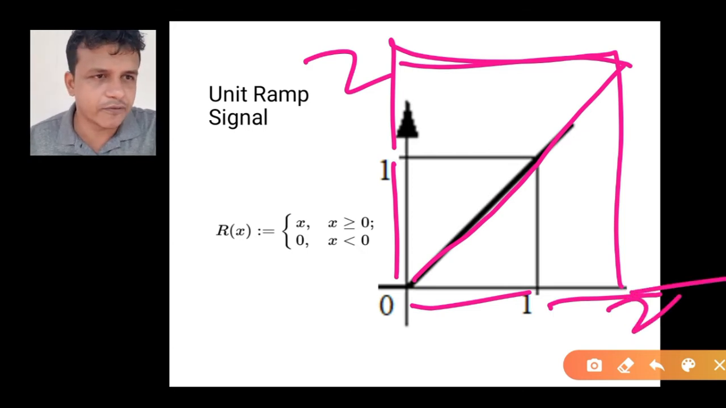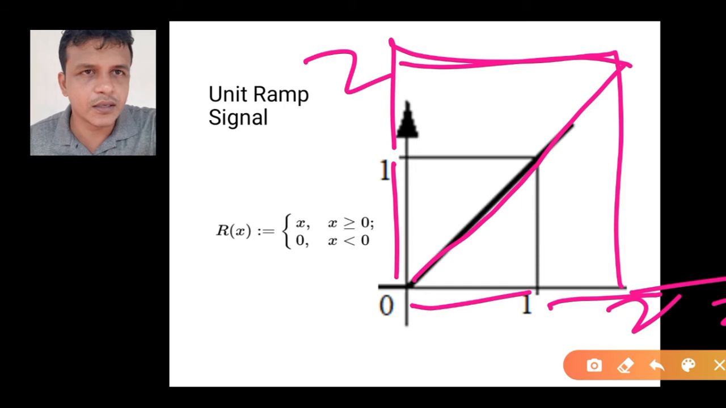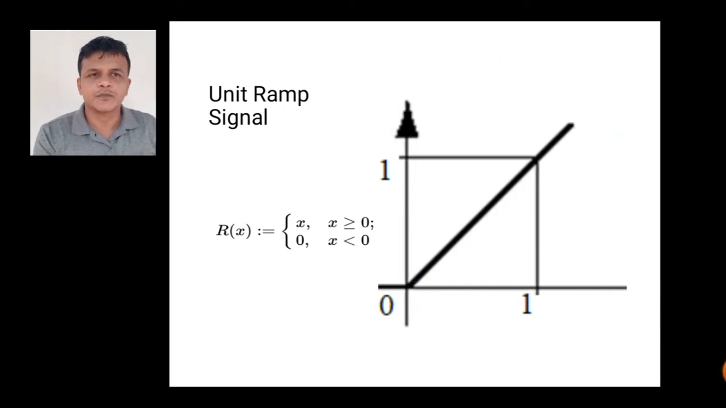And when we extend further, here if it is 3, then here also it will be 3. So it cannot be shown here. So this is the thing. Okay, so like this the ramp signal goes.